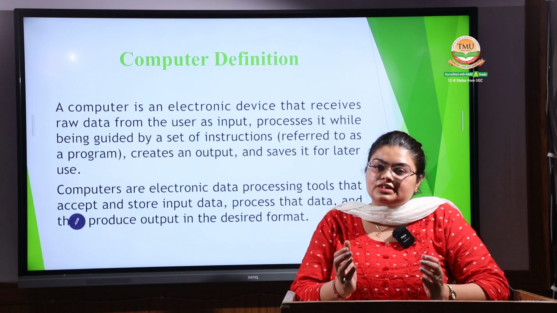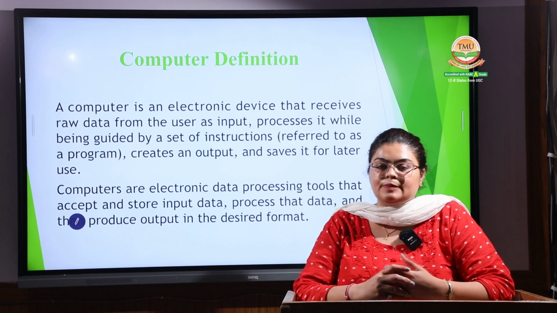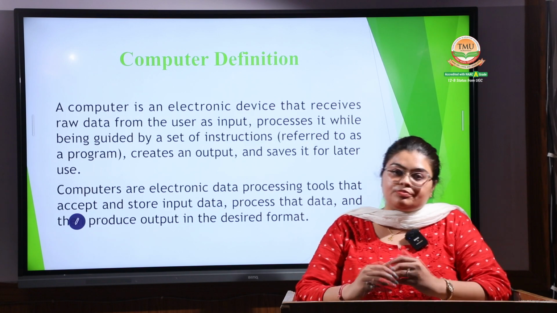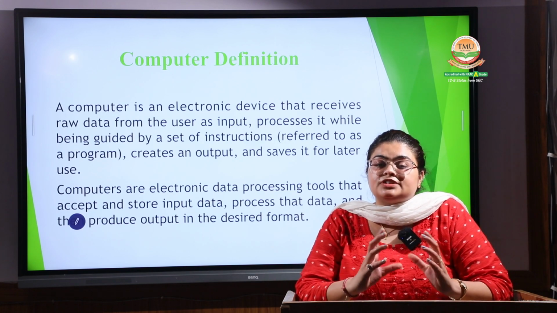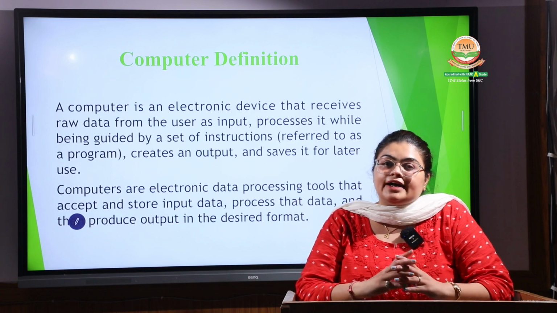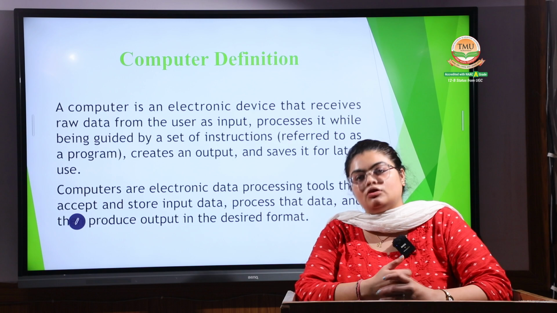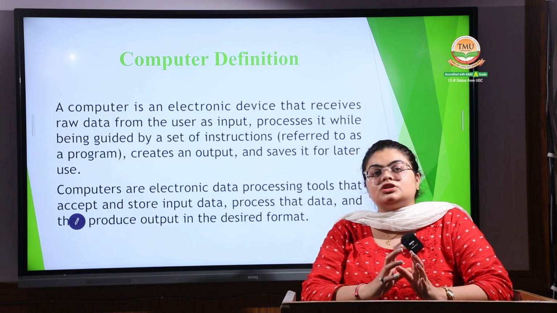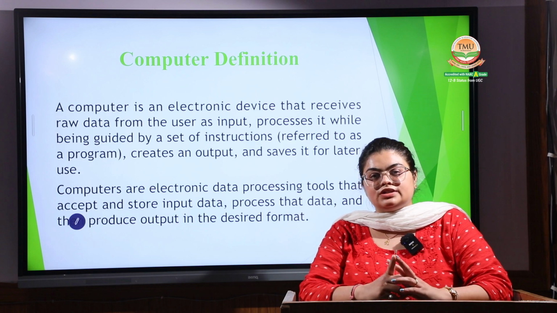Basically, it takes input from the user, and then processes that data with a set of instructions. After this set of instructions, we generate an output in the form of information. So the computer basically works on these three things: input, process, and output.